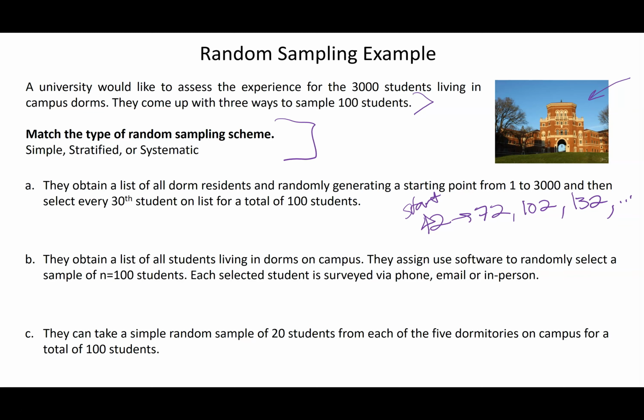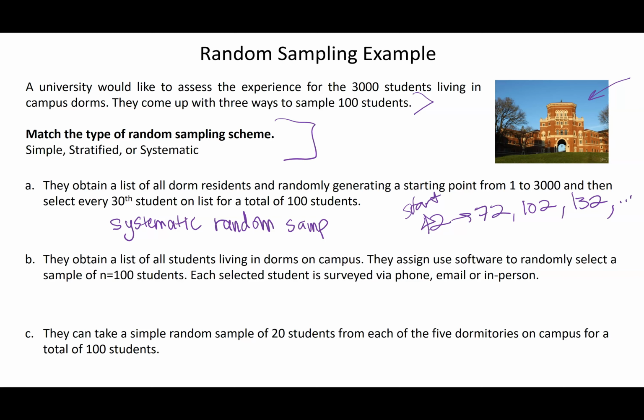And so, since we're taking every 30th student, I'm hoping that this triggers the idea, this is a systematic random sample. Systematic because we have a random starting point, and we're taking every 30th student on this list.